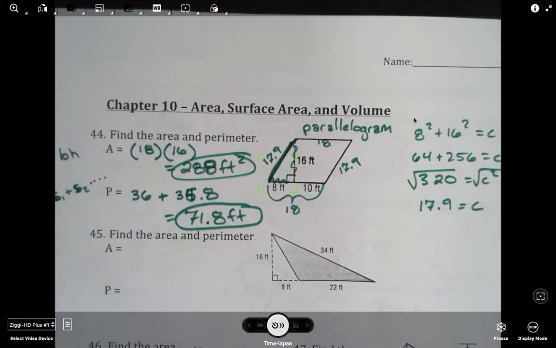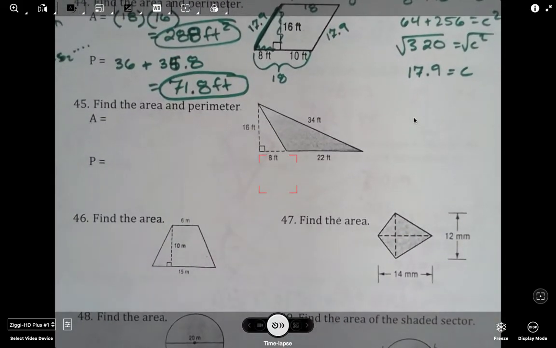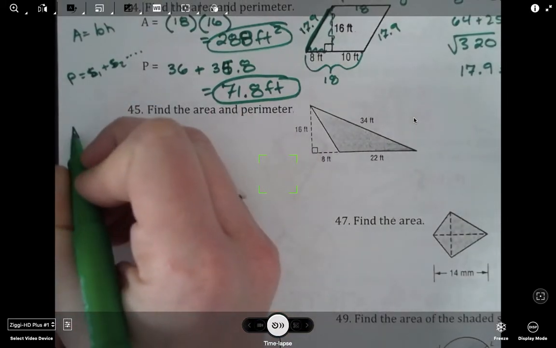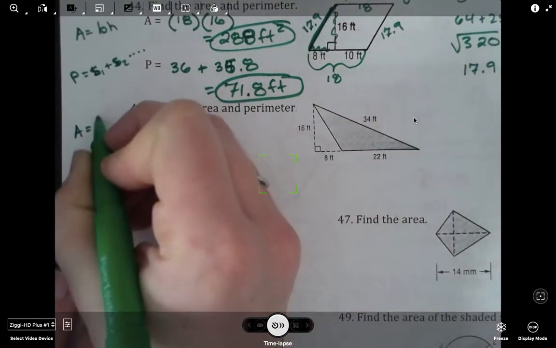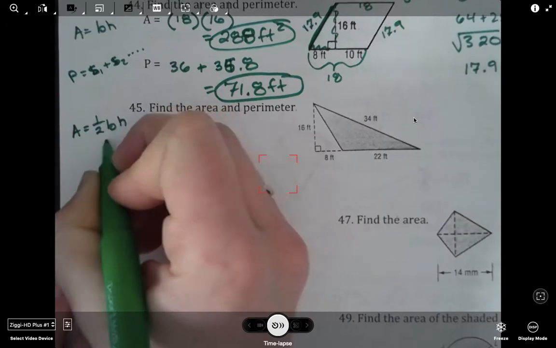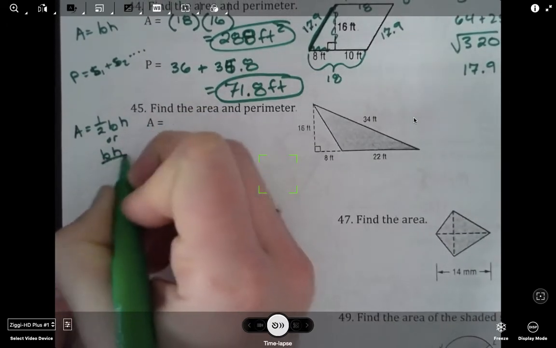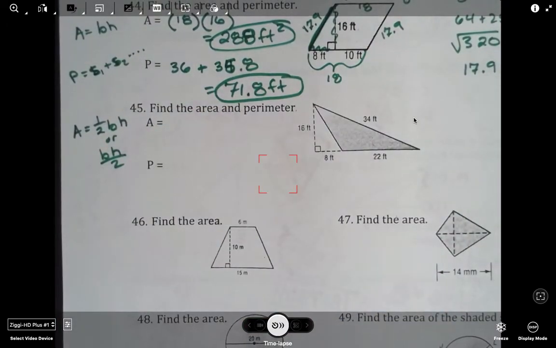Okay, good? So in that case, area was easier than adding up all the sides because you didn't have those labeled. 45 is a triangle. And area of a triangle is what? Half the base times the height. Or you can do base times height divided by 2. Either one of those is fine. Perimeter, again, you just add them all, right?